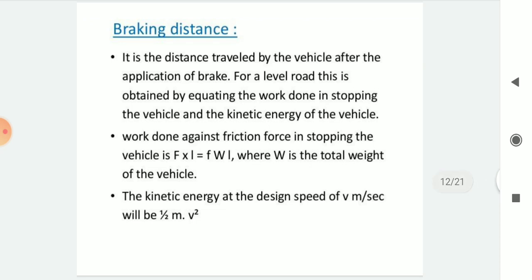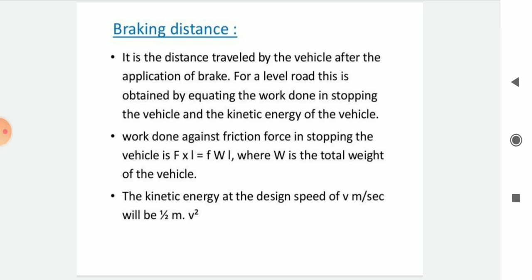Braking distance. It is the distance travelled by the vehicle after the application of brake. When we apply the brake, for some distance the vehicle will still move or travel. Okay, that distance is known as braking distance.